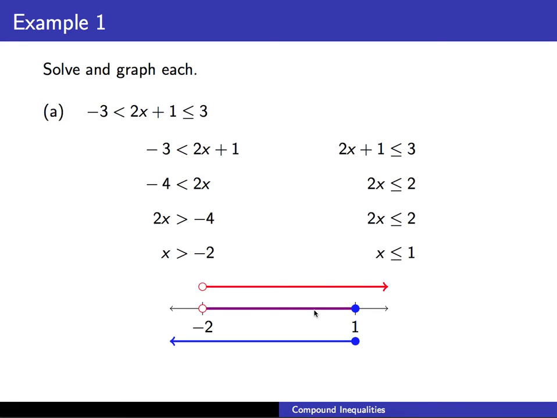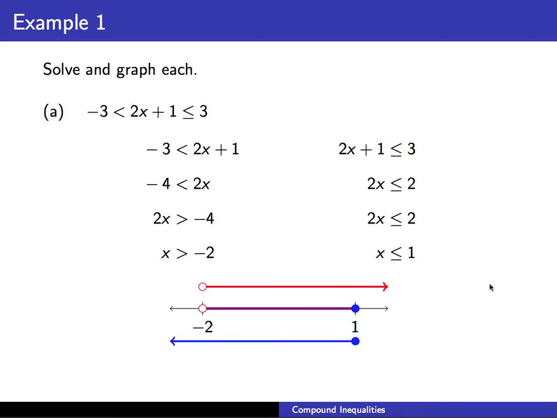So for instance, if we pick x equals 0, -3 is less than 0 plus 1, which is 1. -3 is less than 1. And here, if x is 0, we get 1 is less than or equal to 3. That's also true. However, if we pick a number like 10, for this one, -3 is less than 21. That's true. But this one says 21 is less than or equal to 3. So that's not true. So a 10, which would be way over here, does not make this second inequality true, which means we can't shade it on the number line.